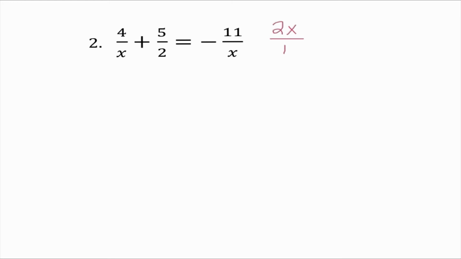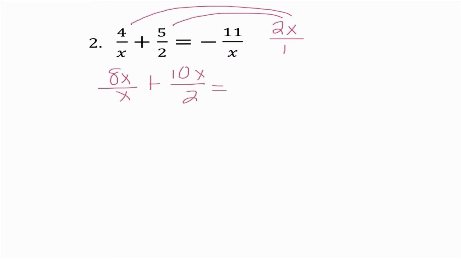And I know I already said this, but just a reminder, the reason why I can multiply by 2x is because this is an equation. So as long as I distribute to everything, we're good. So when I multiply, I get 8x over x plus 10x over 2 equals negative 22x over x.